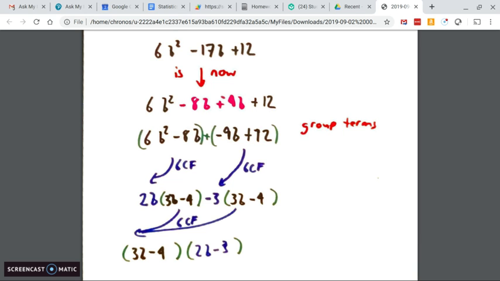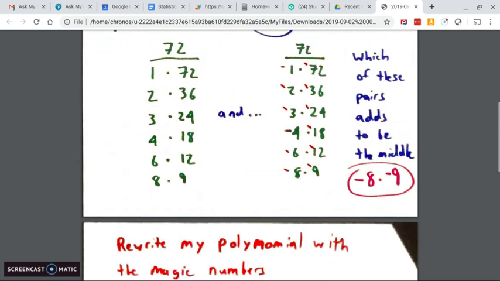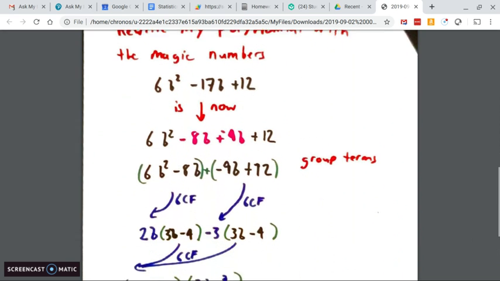So after I have that, I can just pull out the 3b minus 4 right here. And all I've got left is the 2b minus 3. These two numbers came down. And now I'm fully factored. So it's kind of a long process, but it doesn't have to be mysterious if you can make these lists here. That's the real key for this technique.